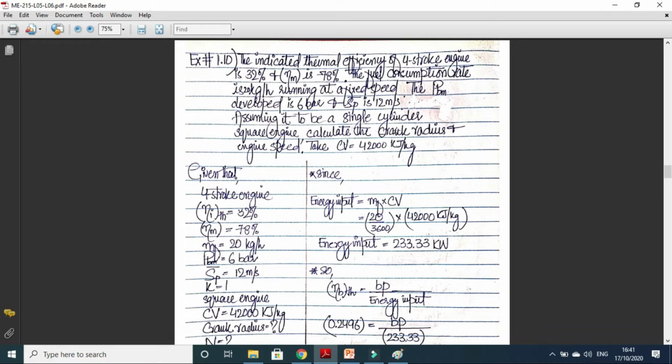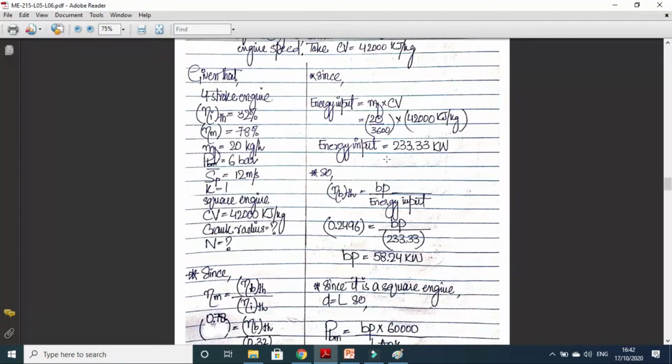Assuming it to be a single cylinder, that is K is equal to 1, square engine. Square engine means L is equal to D. Calculate the crank radius. So crank radius is actually half of the stroke length, L by 2, and the engine speed. You need to find the engine speed and the crank radius. So you need to find L, capital L, stroke length, and you need to find capital N. Take CV is equal to 42,000 kilojoule per kilogram.